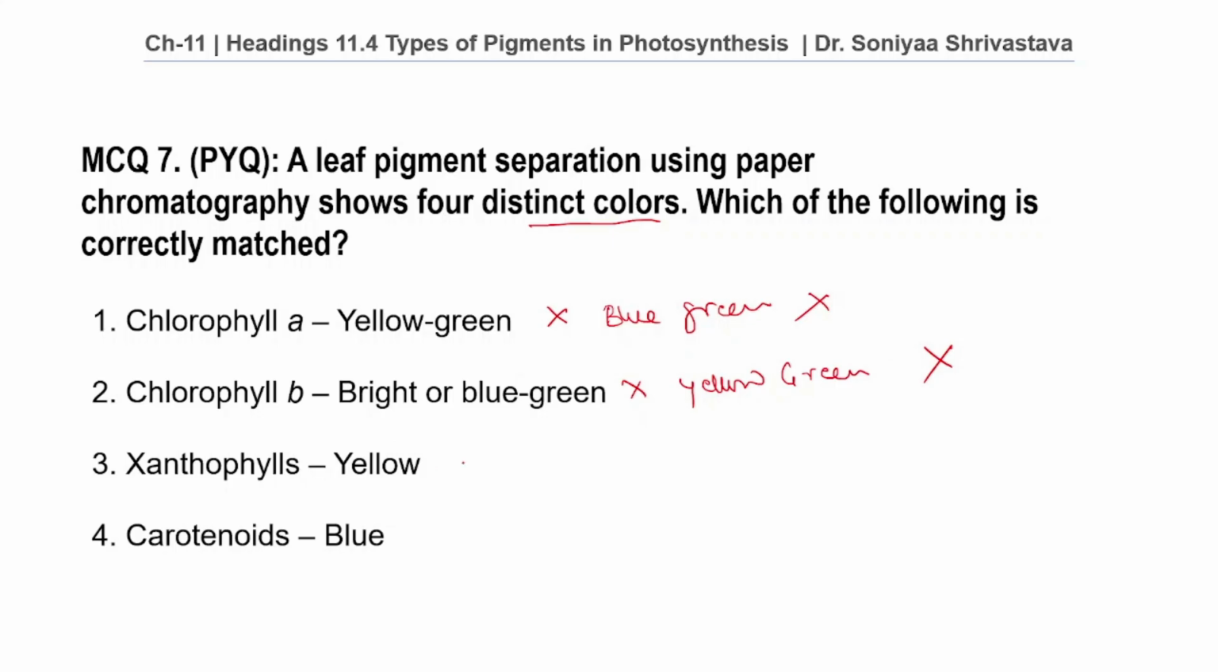Does xanthophyll have yellow color? Yes, xanthophyll has yellow color. So our option is xanthophyll. Xanthophyll and yellow color is correctly matched. And what about carotenoids? Carotenoid color is not blue, its color is yellow-orange. So it is also not correctly matched. So this option is also wrong.